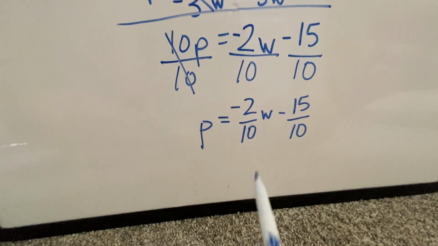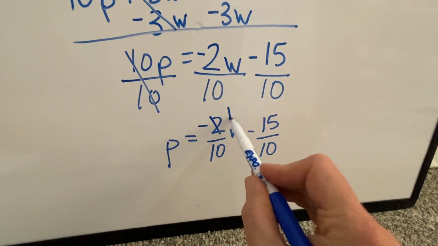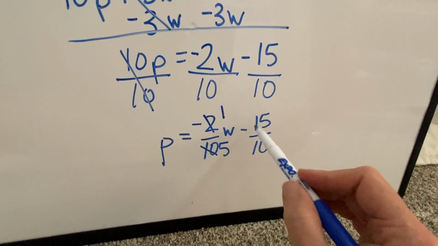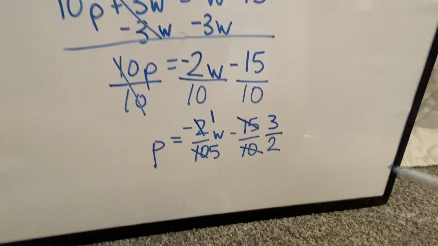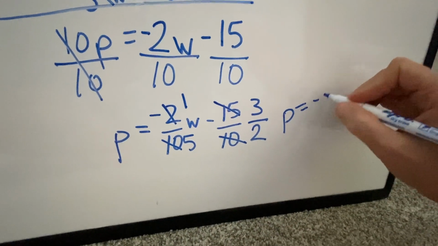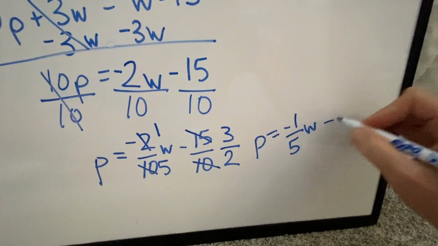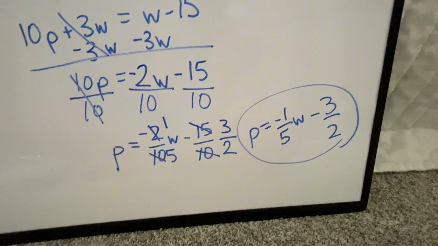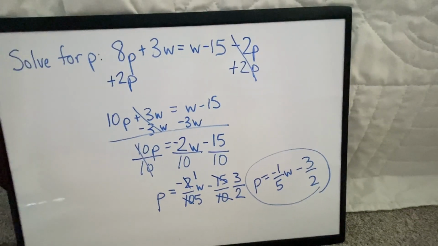Okay, if I wanted to reduce this, I could take 2 out of this and 2 out of this, this is negative 1/5. And let's see, 5 out of this and 5 out of this, this is 3/2. So p equals negative 1/5 w, and then minus 3/2. If you really simplify it all the way down, that's what you're going to get, negative 1/5 w minus 3/2. Okay, good luck.